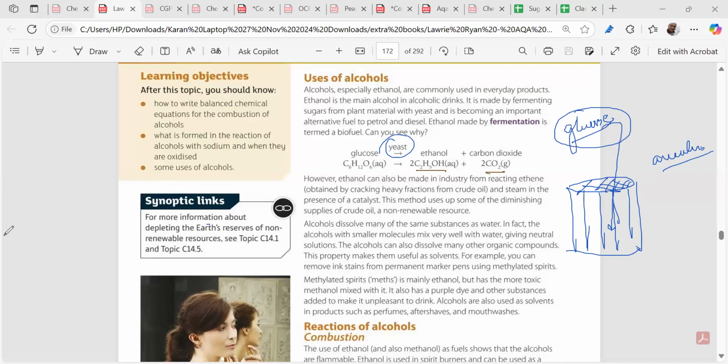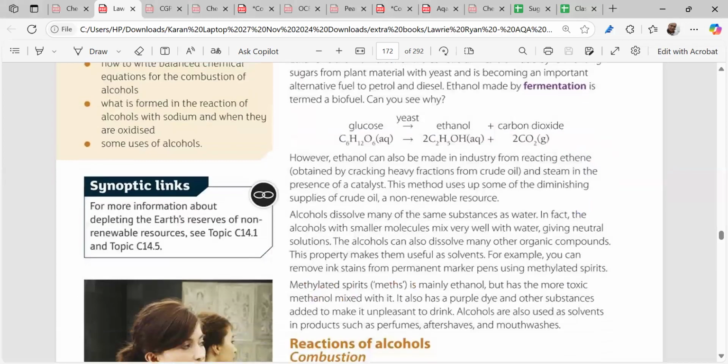Now, the worst part of this, the negative part, the disadvantage of this reaction is what? Can anybody tell me what the disadvantages of this reaction are? Can anybody go to the chat? My question: what is the disadvantage of the fermentation reaction?